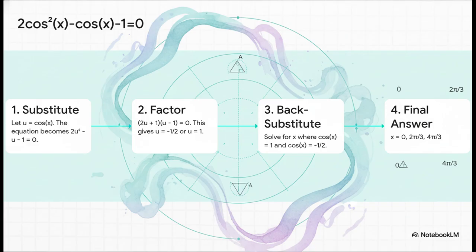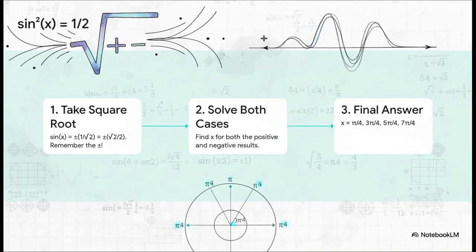Now for the most important part. We have to back substitute. So we solve cosine of x equals 1, which happens at x equals 0. And we solve cosine of x equals negative 1/2, which happens at 2 pi over 3 and 4 pi over 3. And there you go. Those are our answers. Okay, example 2.